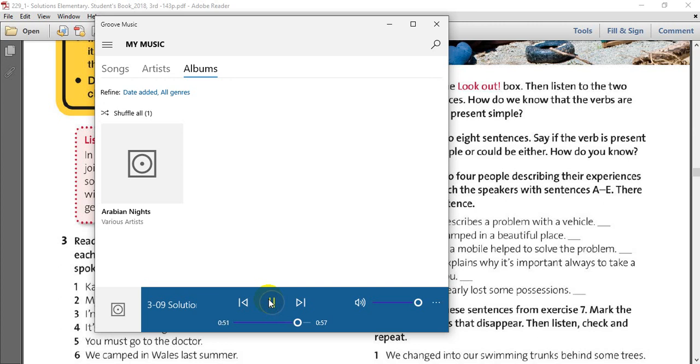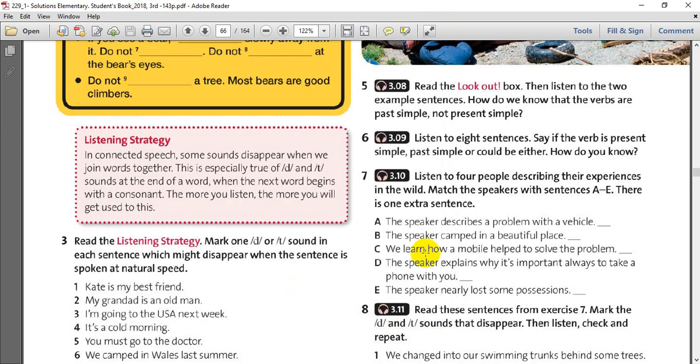8. They lived together for many years in the USA. So we have past simple. The time reference is for many years.